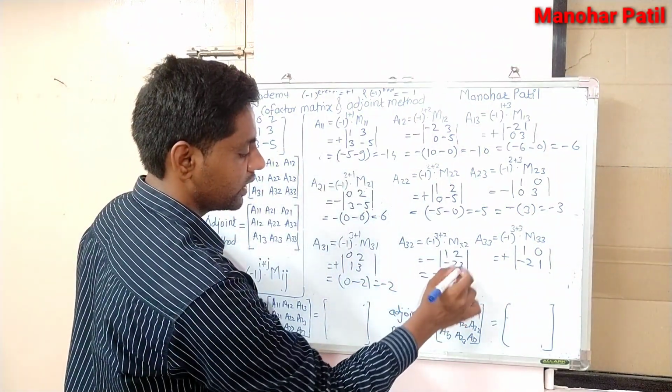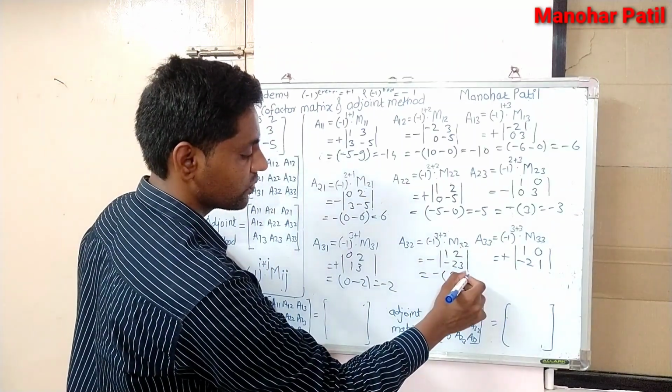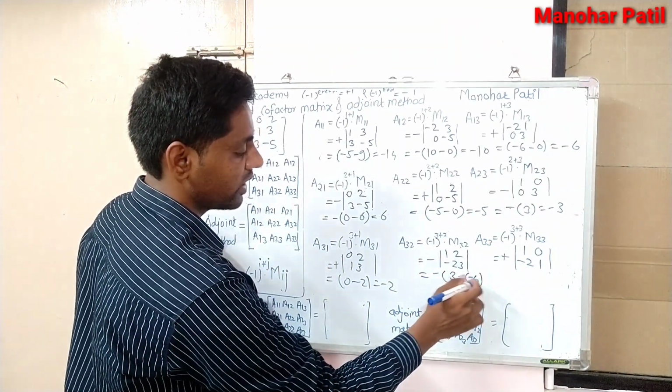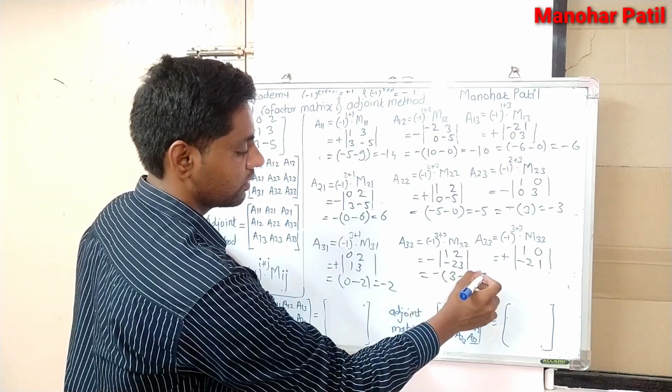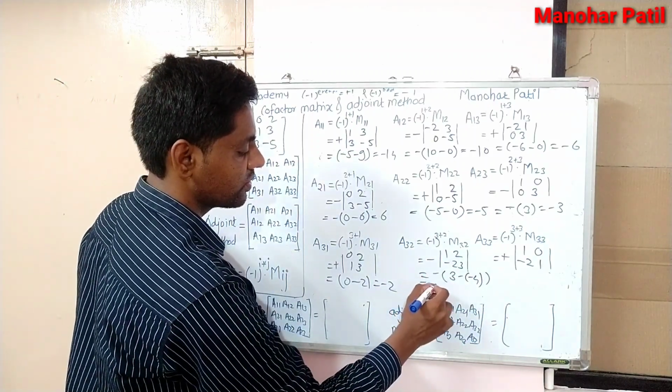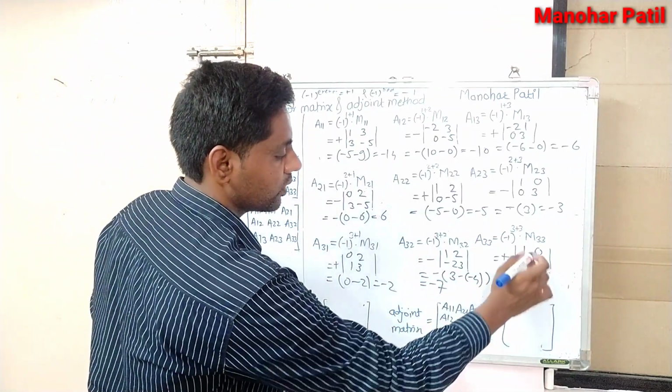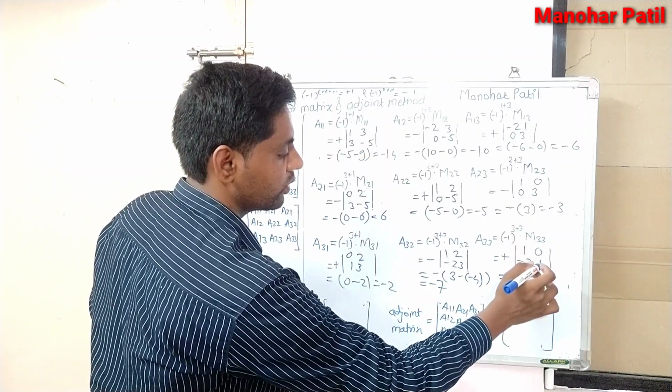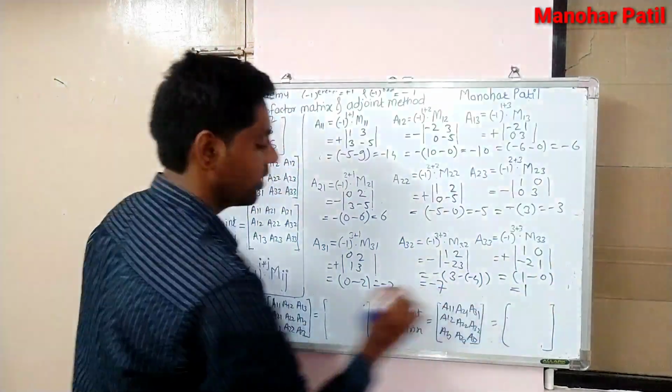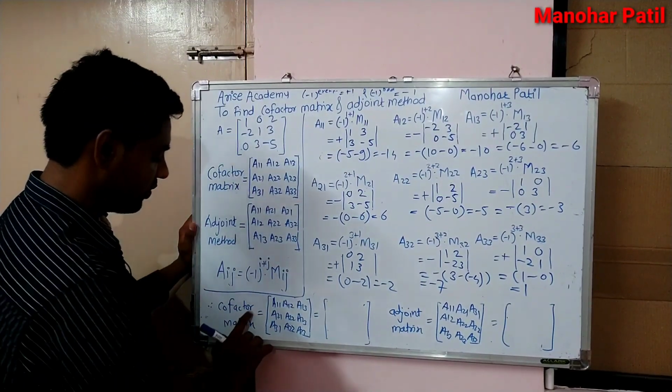1 into 3 is 3, 2 into minus 2 is minus 4. So minus minus becomes plus 4 and multiply by this minus sign, so minus 7. Then 1 into 1 is 1, 0 into minus 2 is 0. So the answer is 1. Write down all the elements into the cofactor matrix.